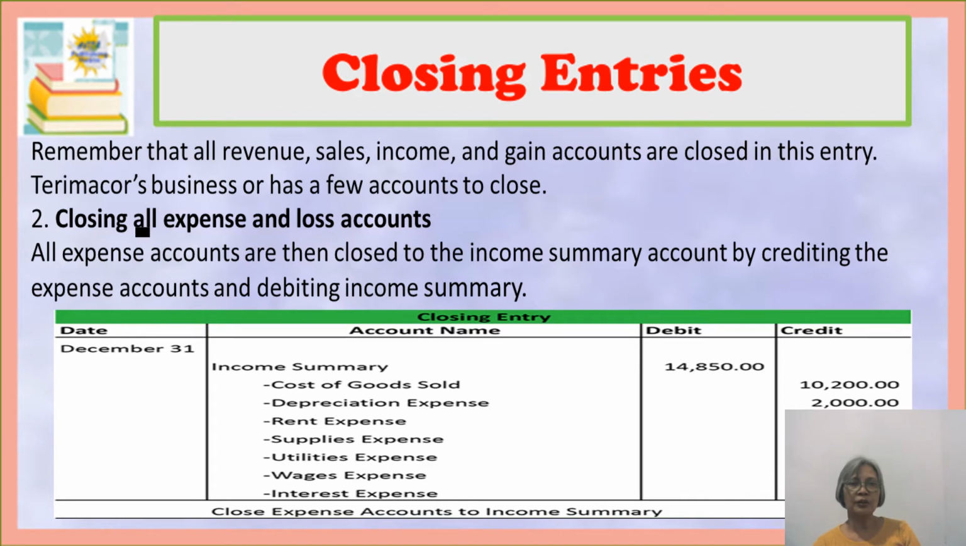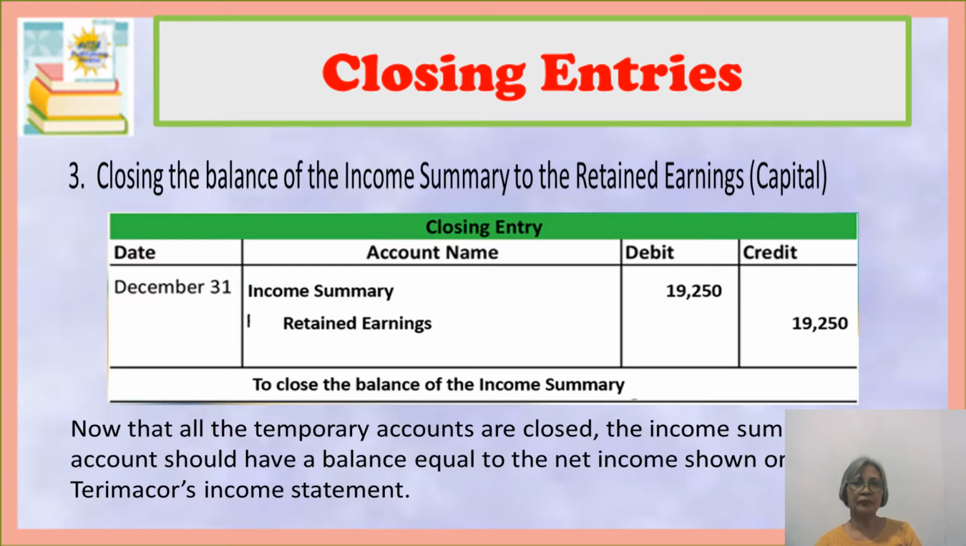So, we'll go to the expense accounts. Lahat ng expense, ang original entry ay debit. So, to make it zero, we have to credit it. So, ito nga, lahat ng expense naka-credit. Ngayon, ano ang debit natin? Income summary. So, dun sa income summary, meron na tayo dalawang entrada.